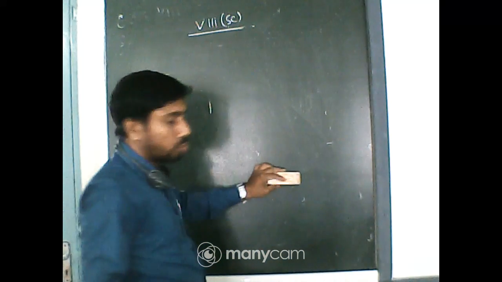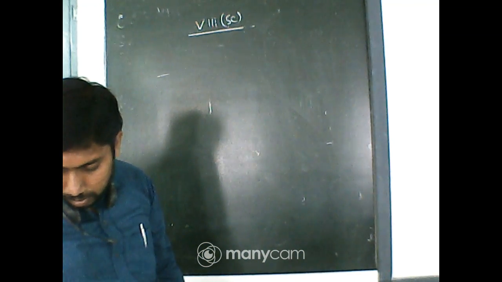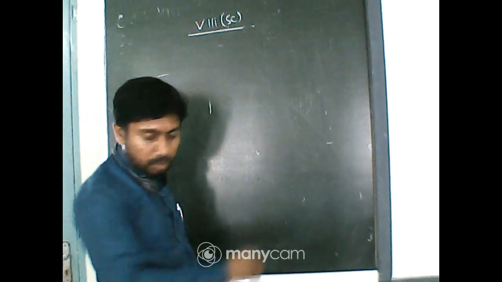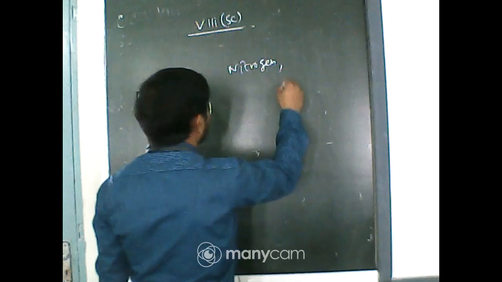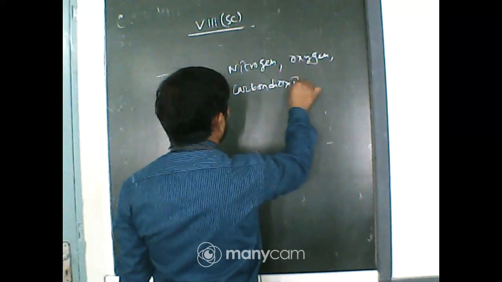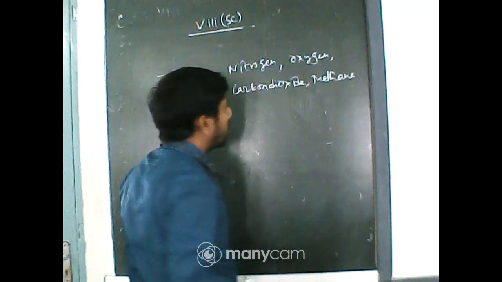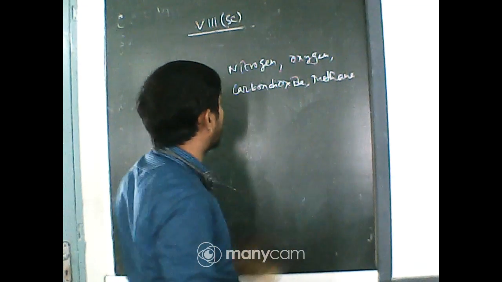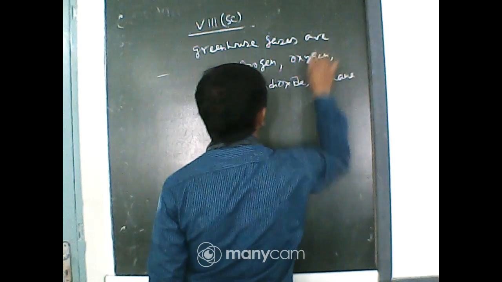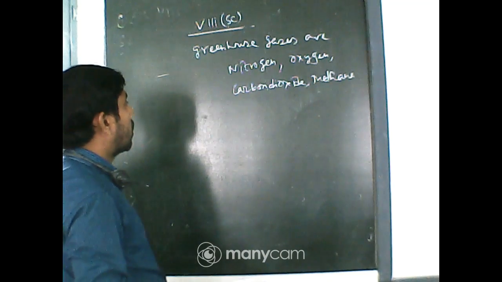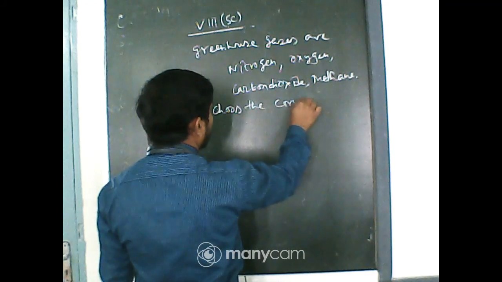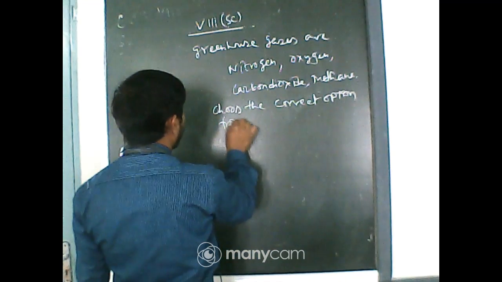Now out of the options you have to choose. The options are nitrogen, oxygen, carbon dioxide, methane. Now choose the correct option from the following. Greenhouse gases are nitrogen, oxygen, carbon dioxide, methane.